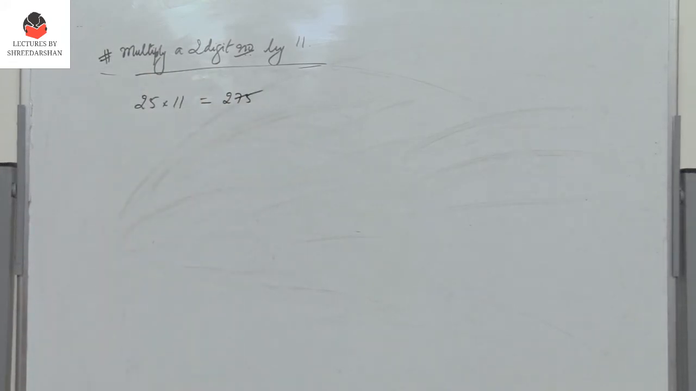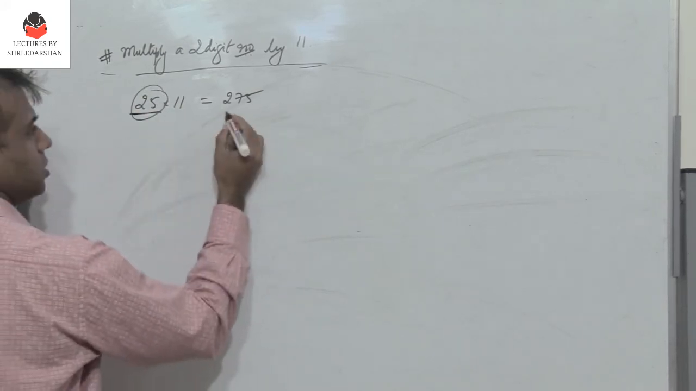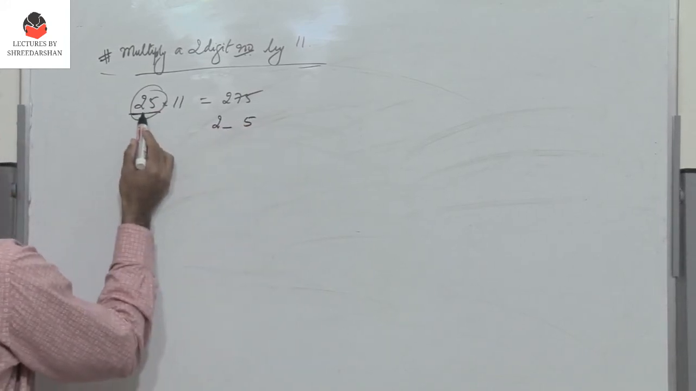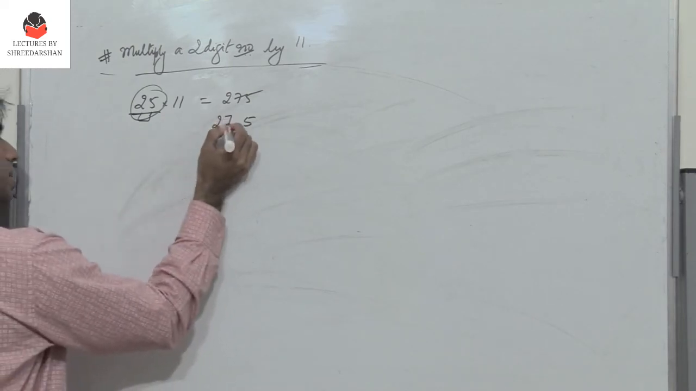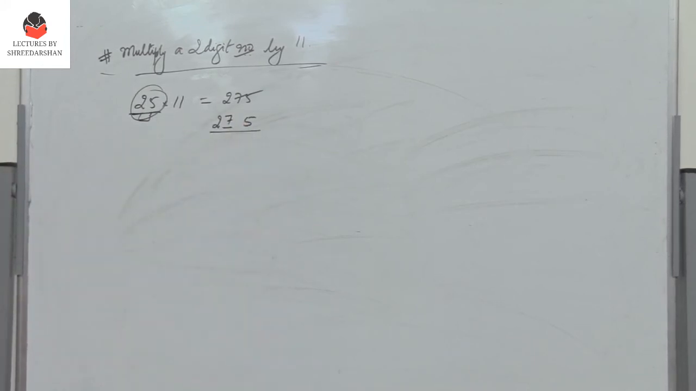Now how did I write it so quickly? I consider the number, right? So you write 2 space 5, right? And then add these two numbers. 2 plus 5 is 7. You write that number here in the blank space provided. That's the answer. So simple.